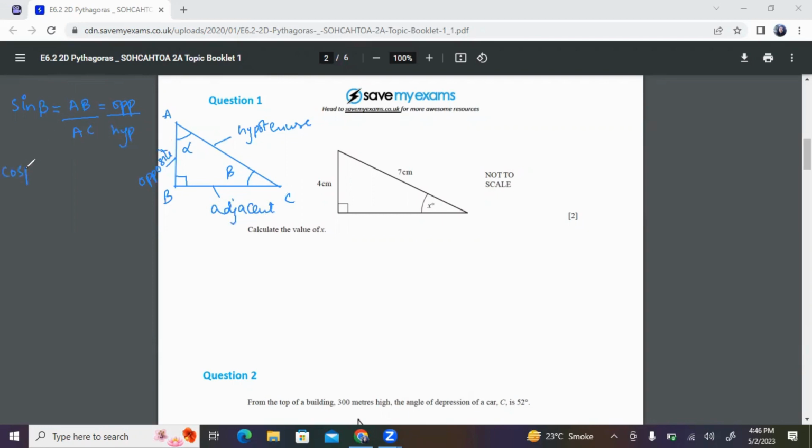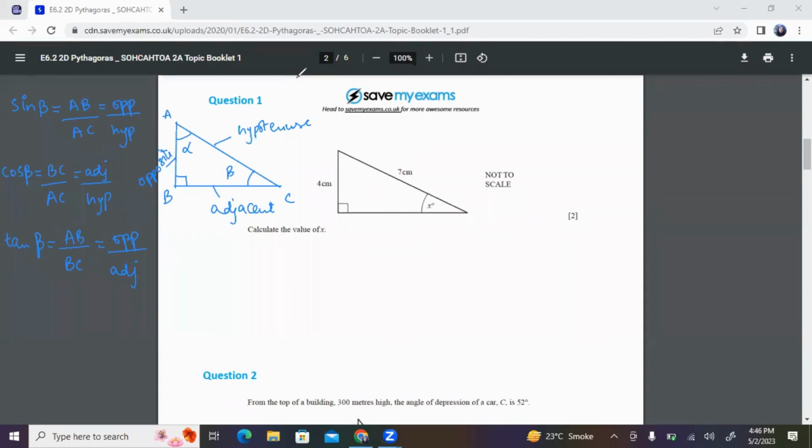Similarly, cos beta would be adjacent over hypotenuse, which is basically your BC over AC. Tan beta would be opposite over adjacent, which is AB over BC. So this applies the SOHCAHTOA part.